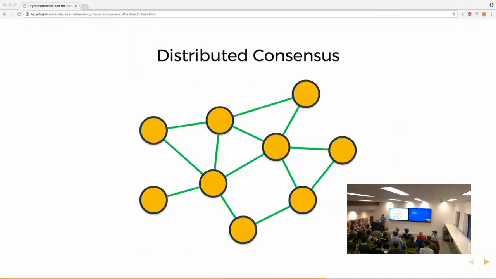The length of the chain: every 10 minutes, one block gets added. So I think Bitcoin is now at 3 million, something like that.